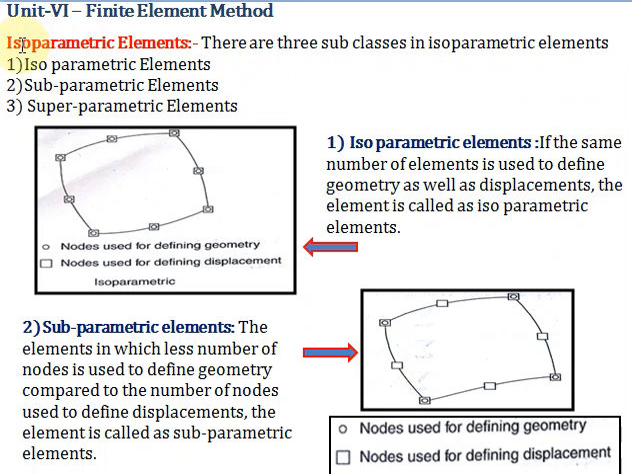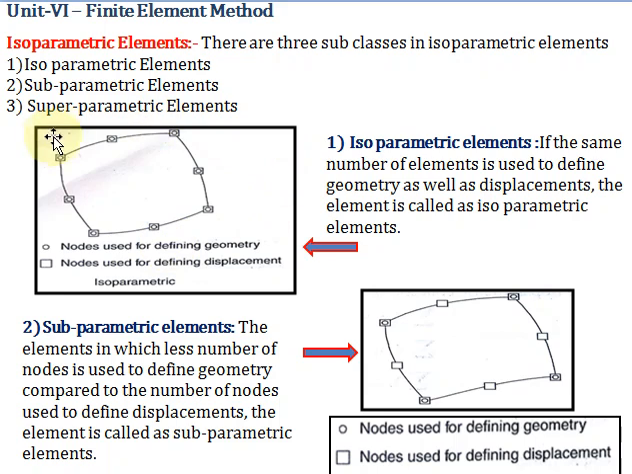Okay, now we'll see the types of isoparametric element. There are three subclasses of isoparametric element. Okay, first one is isoparametric element, second one is subparametric element, third one is superparametric element. Okay, so we'll see the first one, that is isoparametric element.